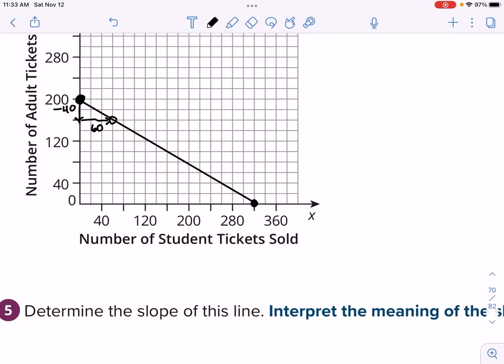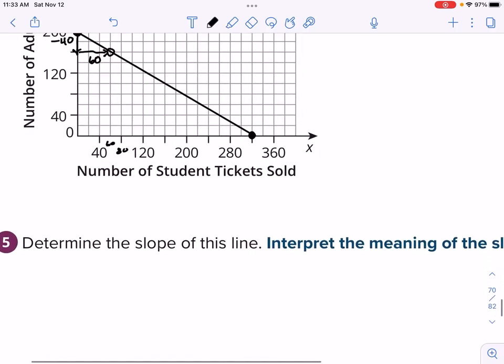One second. Okay, 40, 60. So this is negative 40 over 60. We can simplify this to be negative 4 over 6, and then further simplify this. You could divide both of them by 2. This would be negative 2/3.